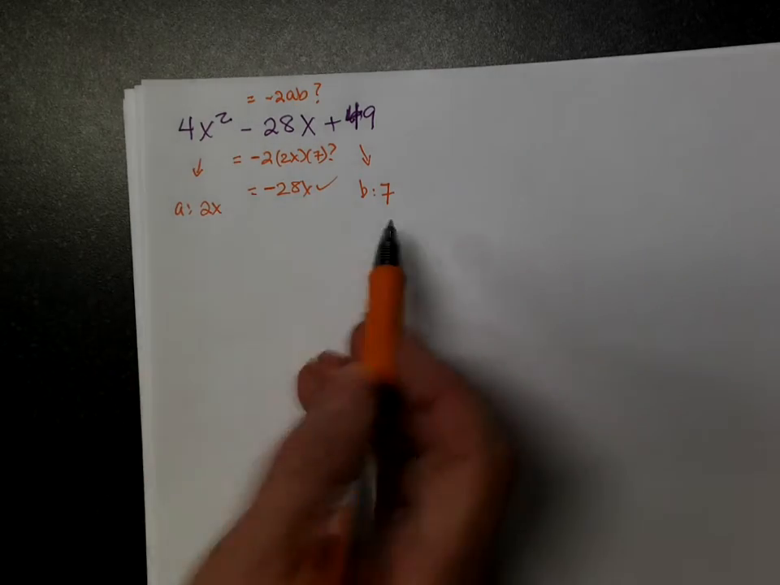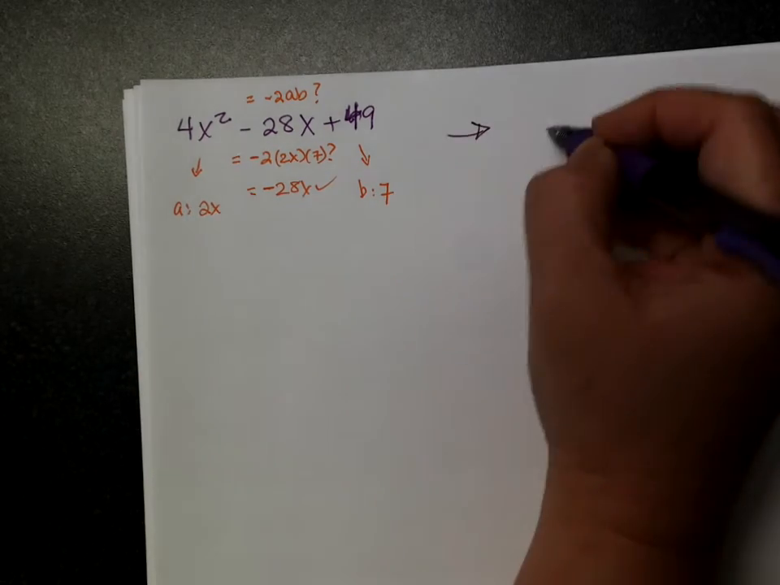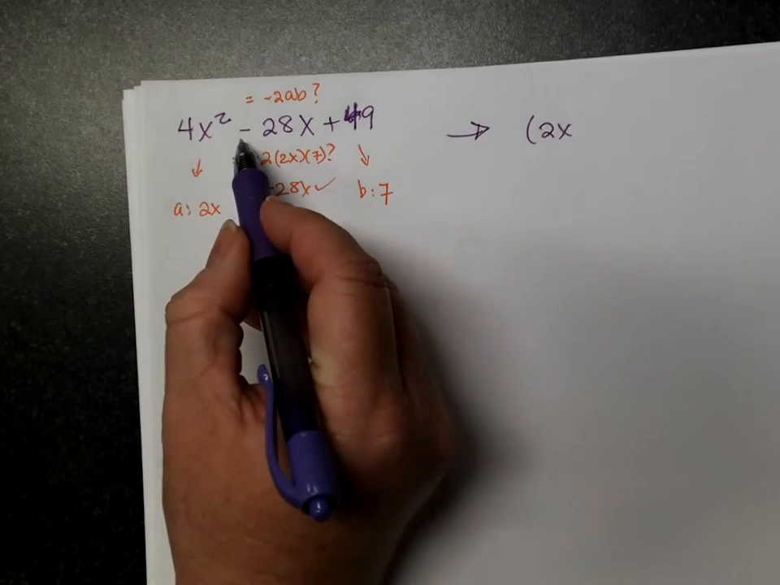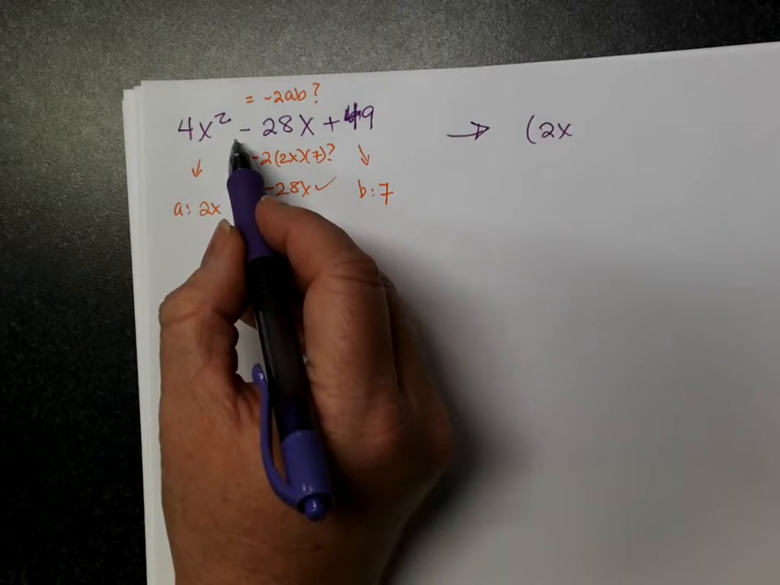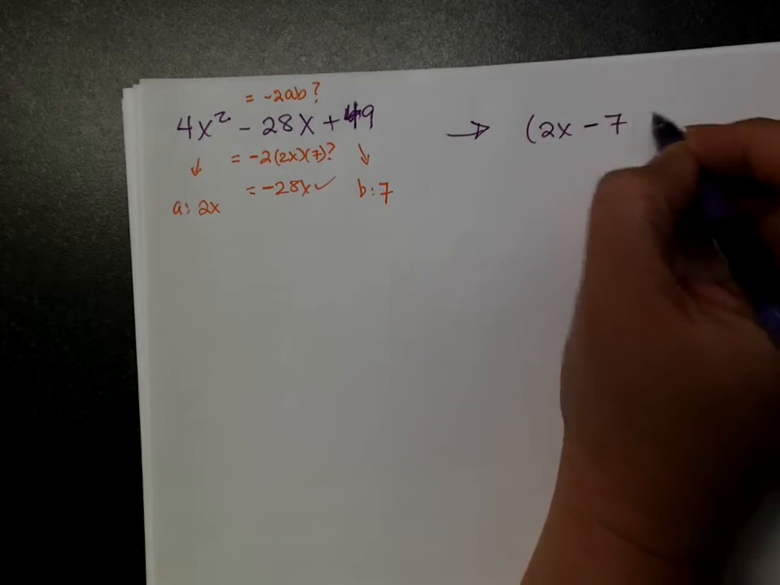And you already have your A and your B, so your factored form is 2x, careful, minus 7 squared.